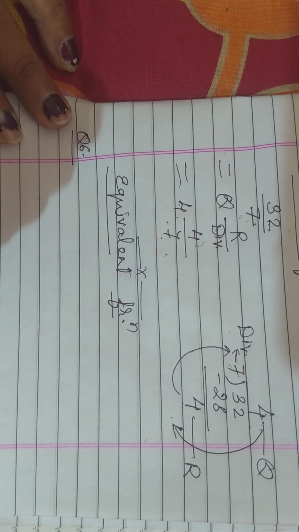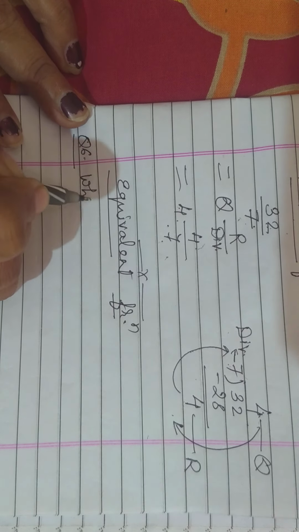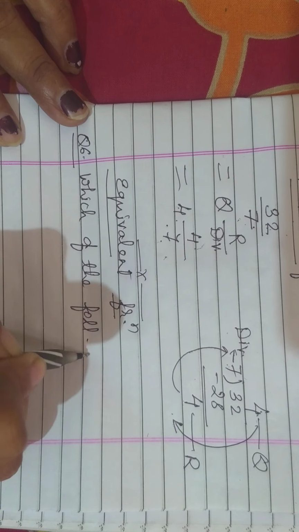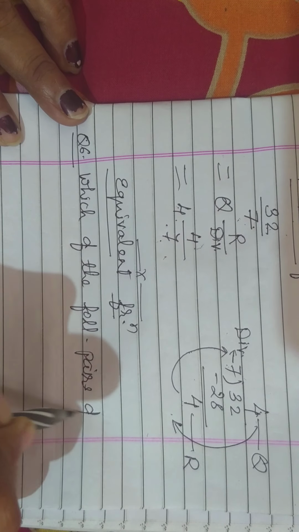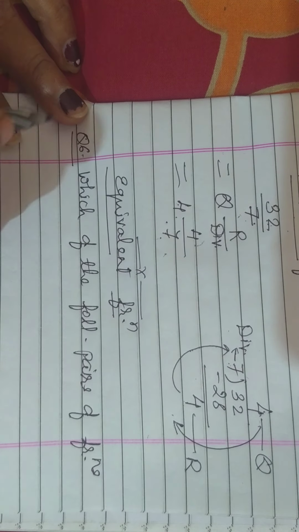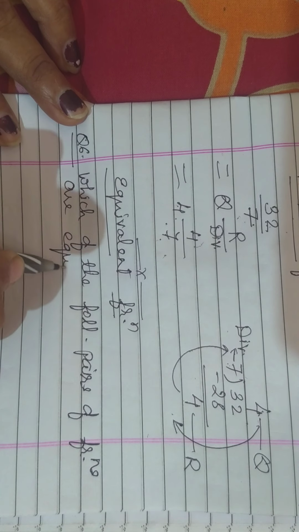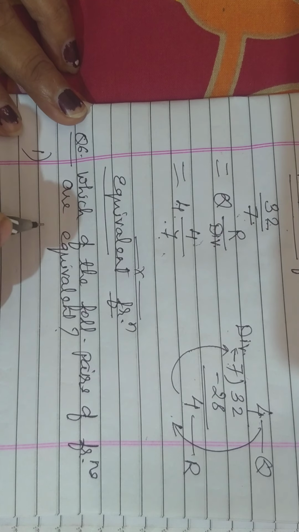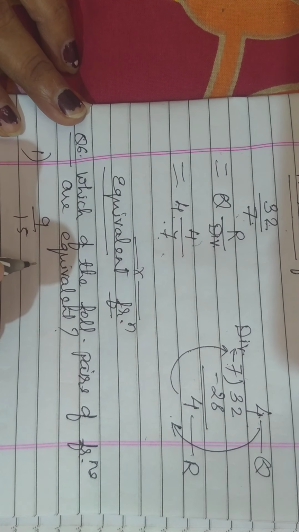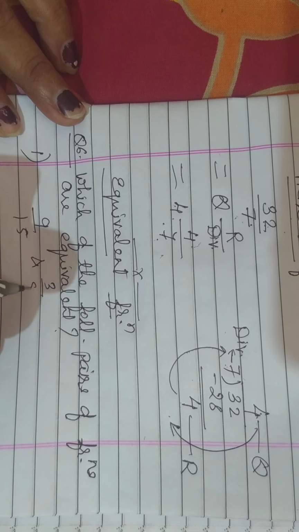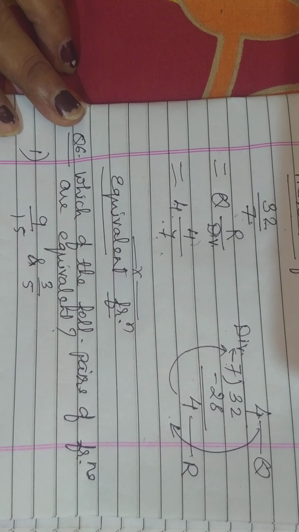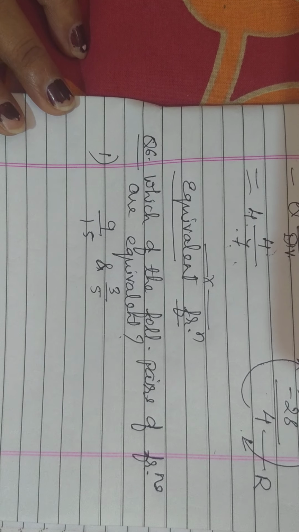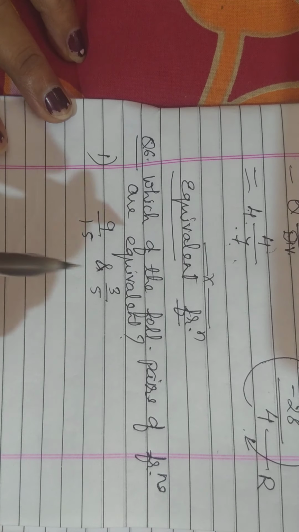Which of the following pairs, question C, which of the following pairs of fractions are equivalent? Okay. Now here the first pair is given to you as 9 by 15 and 3 by 5. Now you have to find out whether this given pair is equivalent or not. So one easy way, an alternative method, is there.